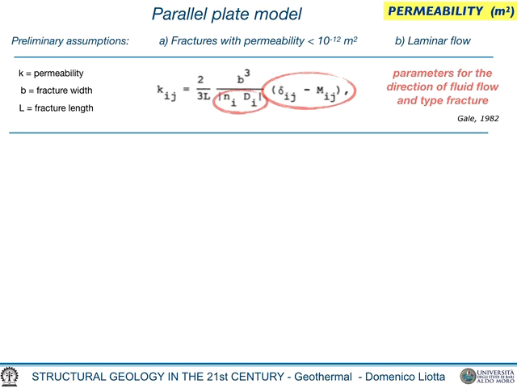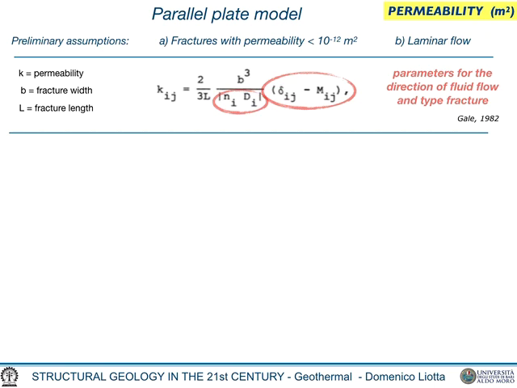Permeability is studied assuming the parallel plate model. So we have two plates at a certain distance from each other, along which laminar flow is present. The permeability of this fracture should be less than 10 to minus 12 square meters. So it implies numbers about 13, 14, like that.